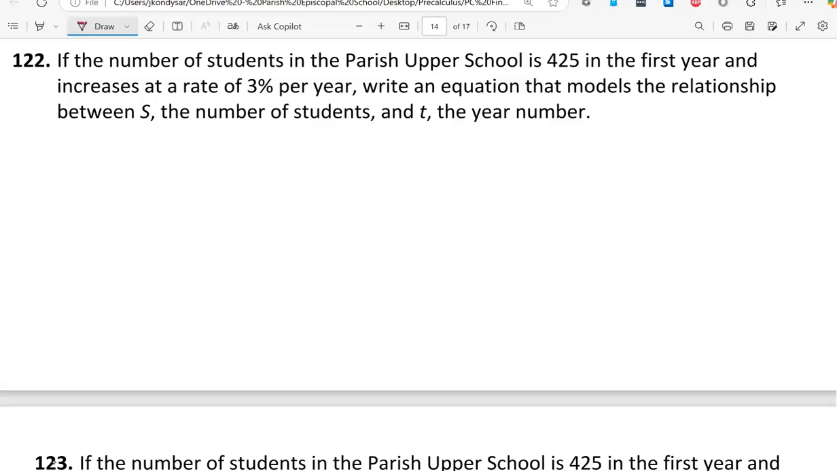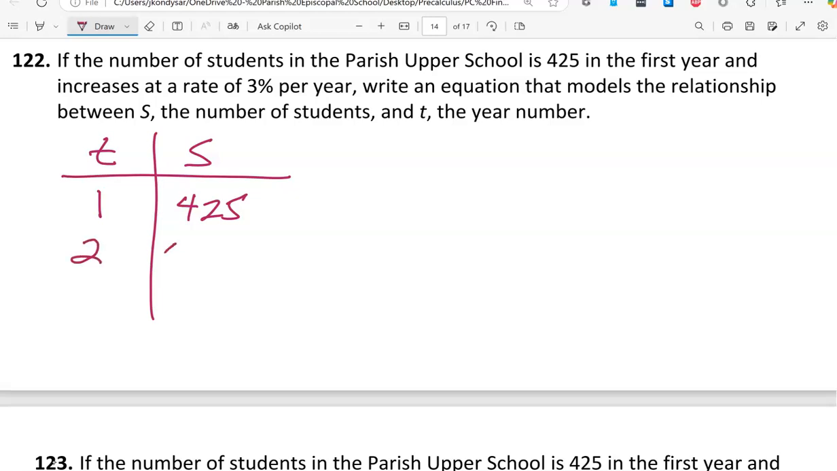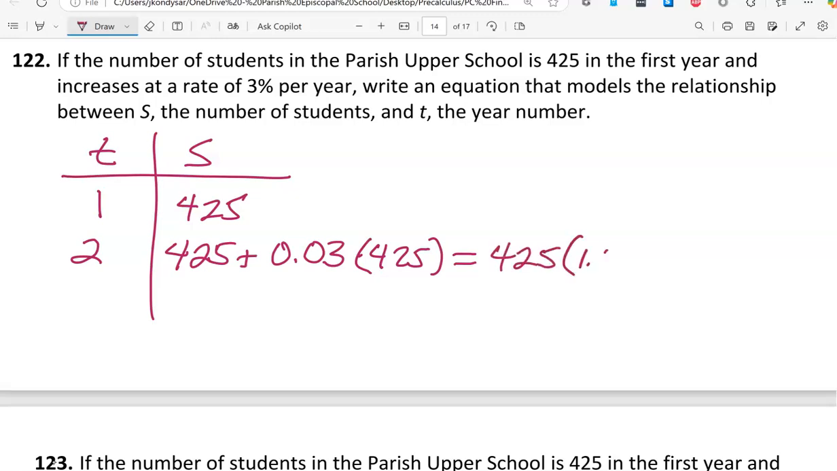So let's make a table here. In the first year, T equals 1, the number of students is 425. And if we increase at a rate of 3% per year, in the second year, there would be 425 students plus 0.03 times 425. Now, if we factor the 425, that's equal to 425 times 1.03.